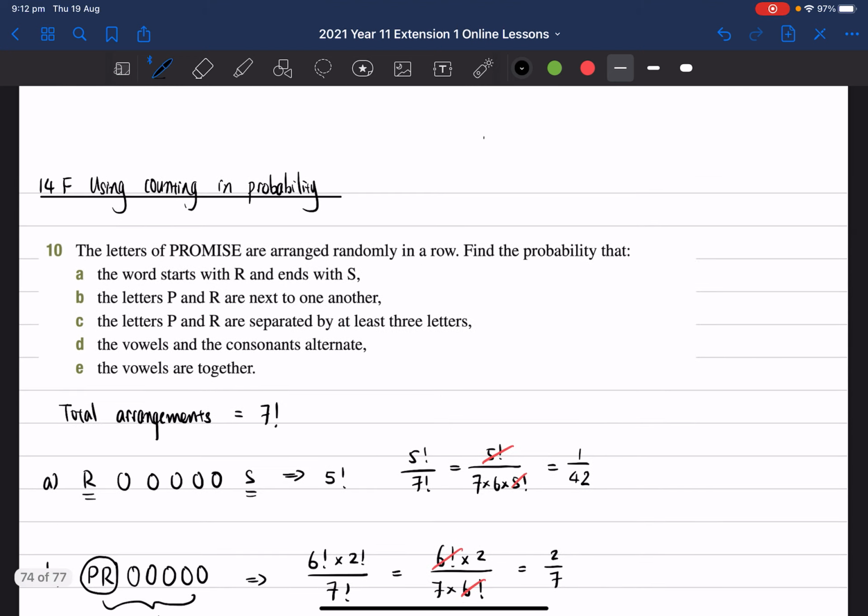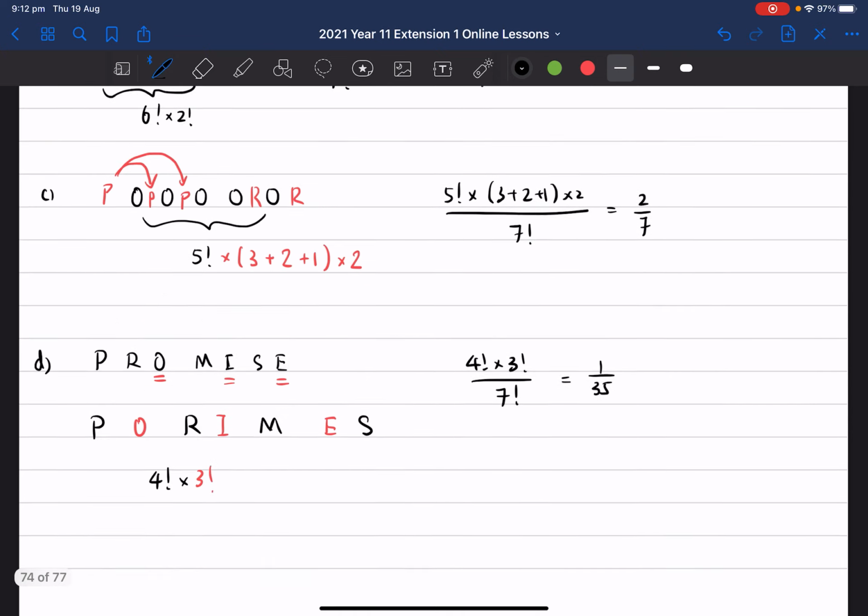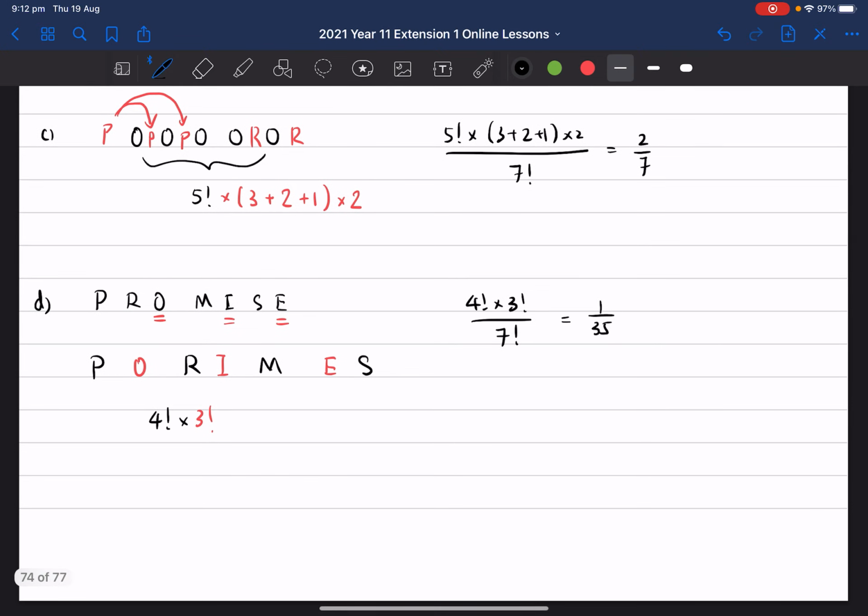Alright, now for question E, the vowels are together, which is actually pretty easy. What we need to do is group the O, I, and E together, so that forms one group: O, I, E. And you've got the rest of the other letters, which are P, R, M, S, and those are separate groups as well.